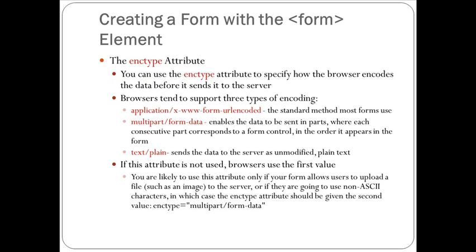The encryption type attribute. You would use this attribute to specify how the browser encodes the data before it's sent to the server. And there's three basic types of encoding that you can do. The application/x-www-form-urlencoded is the standard method that most forms use. Browsers use this because some characters such as spaces, the plus sign, and some other non-alphanumeric characters cannot be sent to the web server. Instead, they are replaced by other characters that are used to represent them.